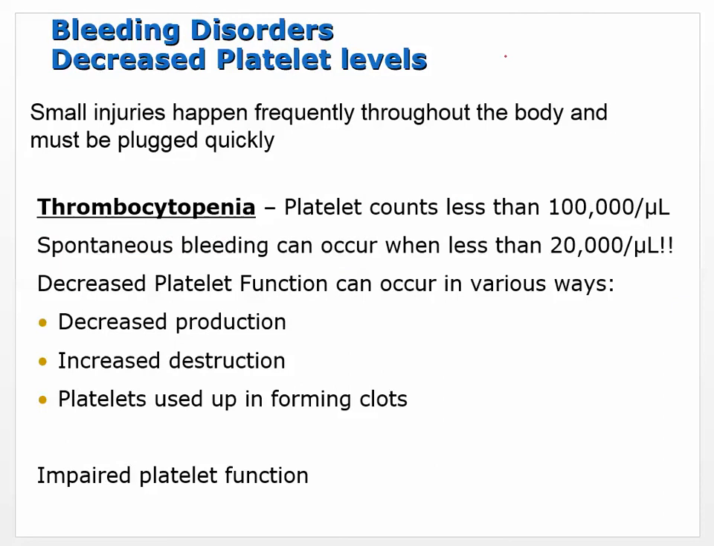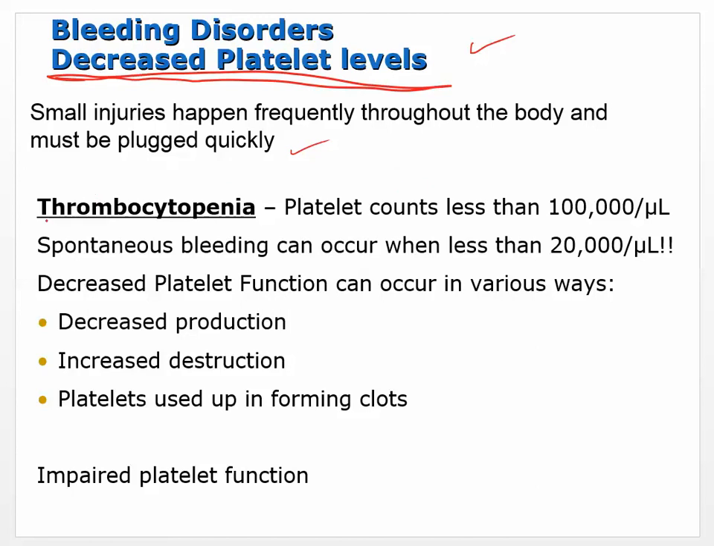Now we're going to get to bleeding disorders, clotting disorders. So really, we're talking about decreased platelet levels and decreased clotting factors that are made by the liver. So, thing to remember is that small injuries, microvascular injuries happen quite often. So capillaries will break sometimes with just too much pressure or just bumping yourself. So these happen frequently throughout the body and must be plugged quickly. And when everything is happening properly, they're plugged quickly.